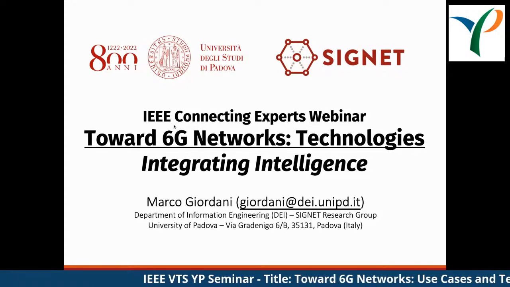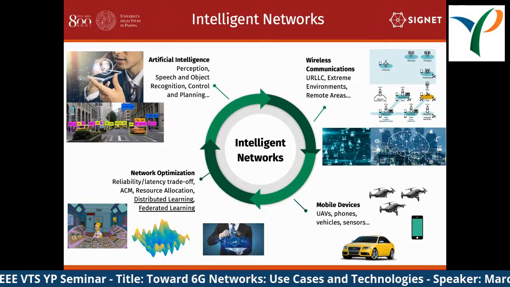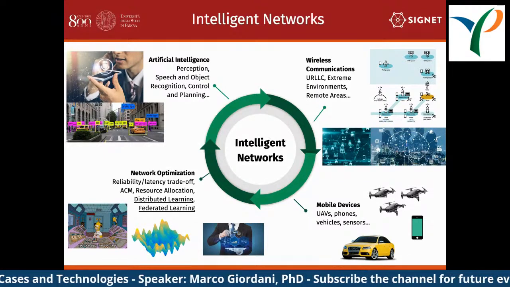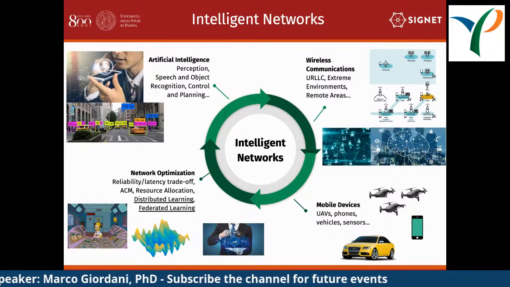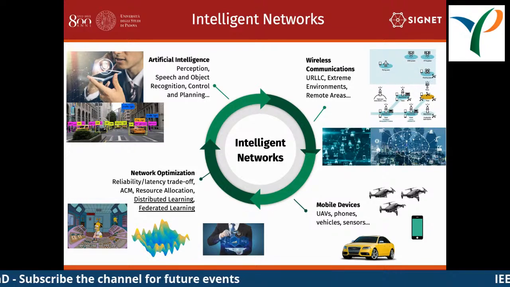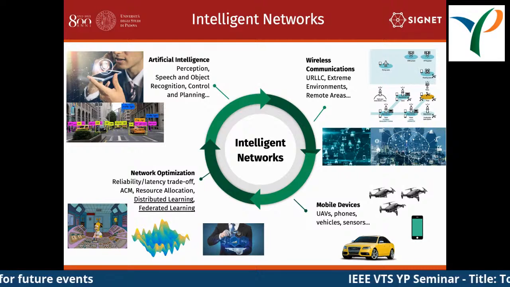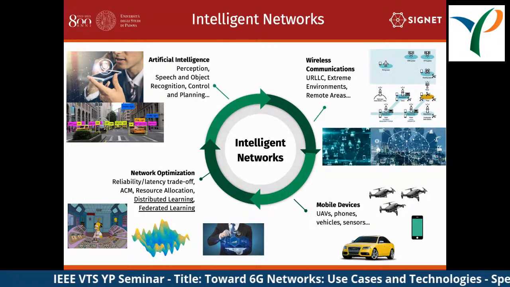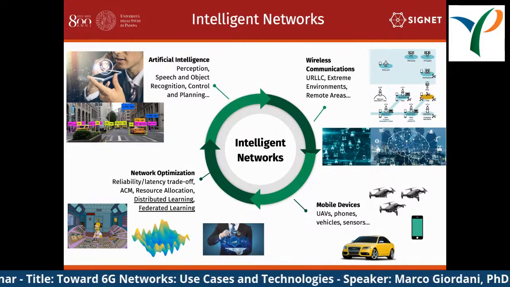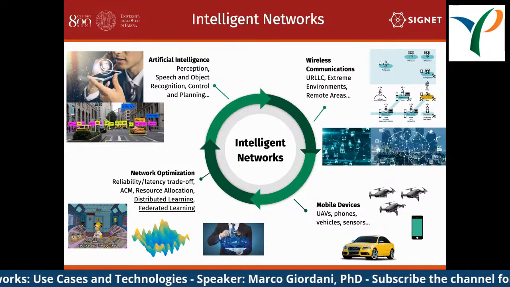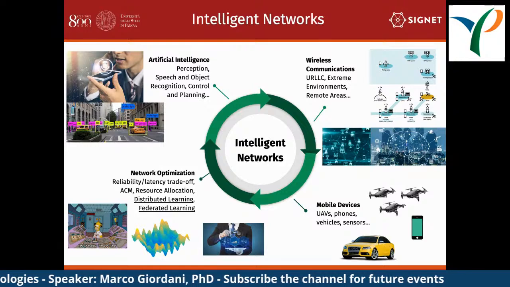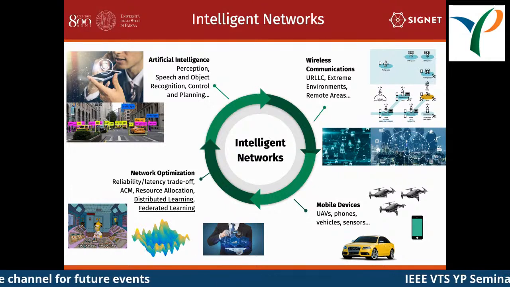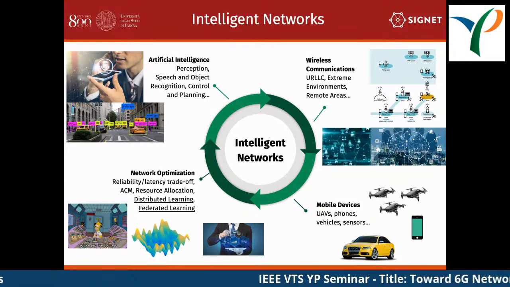So if AI so far is supporting control and prediction of the network, in the future, the intelligence will play a different role. We are talking about enabling URLLC in extreme environments. We are talking about integrating different types of devices together, like the drones, the smartphones, the vehicles, and the sensors in the city. And the final goal is to support a fully autonomous network where there will be no need for human intervention anymore. The network will be completely autonomous, and this autonomy will be supported from an end-to-end perspective, from where the communication starts until where the communication ends.